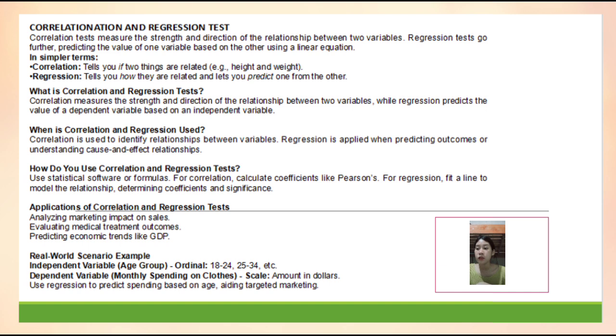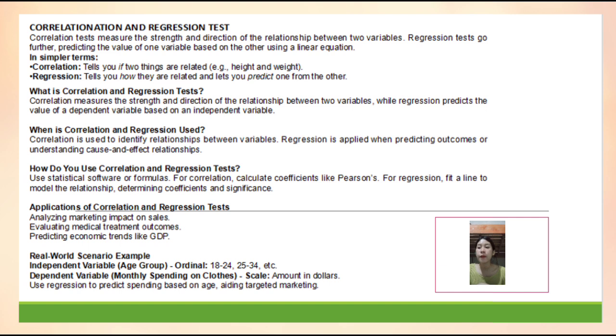How do you use correlation and regression tests? Use statistical software or formulas for correlation. Calculate a coefficient like Pearson's. For regression, fit a line to model the relationship, determining coefficients and significance. Applications of correlation and regression tests: analyzing marketing impact on sales, evaluating medical treatment outcomes, and predicting economic trends like GDP.